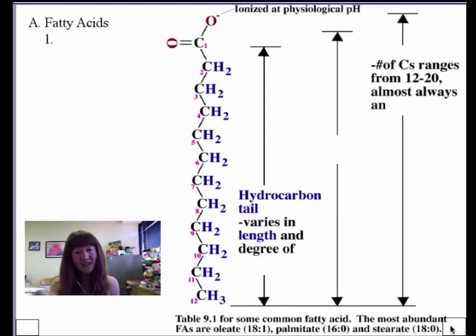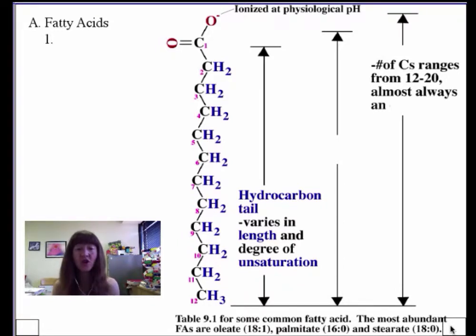So not only does the hydrocarbon tail vary in length, but it also varies depending upon the degree of unsaturation. A saturated fat means that all of the carbons are bound to hydrogens and there are no double bonds in the chain, versus an unsaturated fat, where we see one or more double bonds that characterize that side chain. And in a moment here, we'll look at a fat that is not saturated.